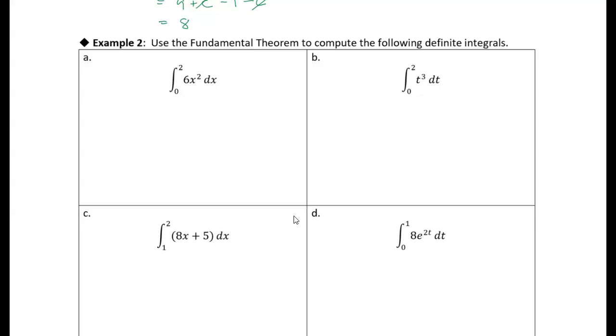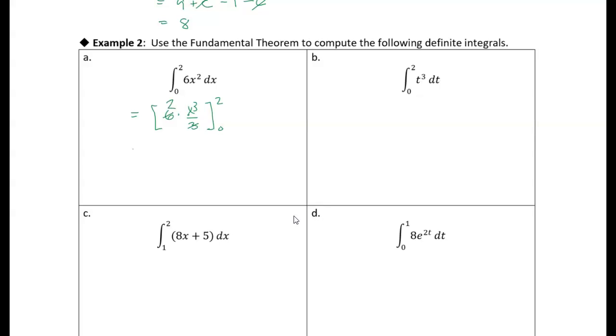All right, so we want the definite integral from 0 to 2 of 6x squared dx. So let's write the antiderivative. So I've got this 6, right? And then I'm going to evaluate the antiderivative of x squared, which is just going to be x cubed over 3. Okay, and I need to evaluate that from 0 to 2. And I can obviously simplify this and just make it 2x cubed.